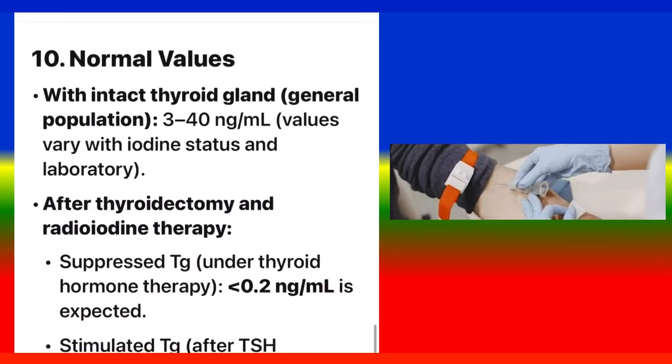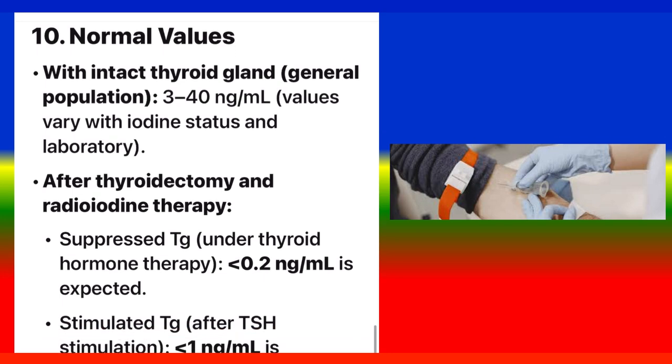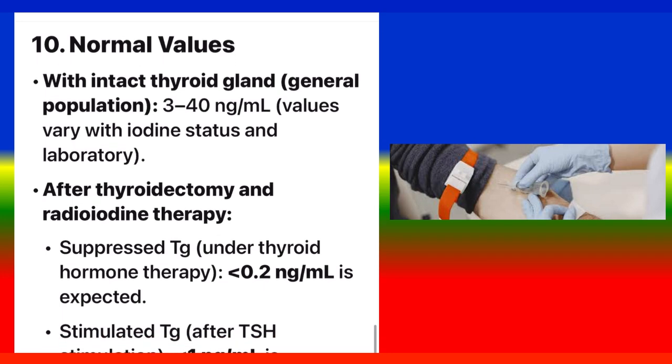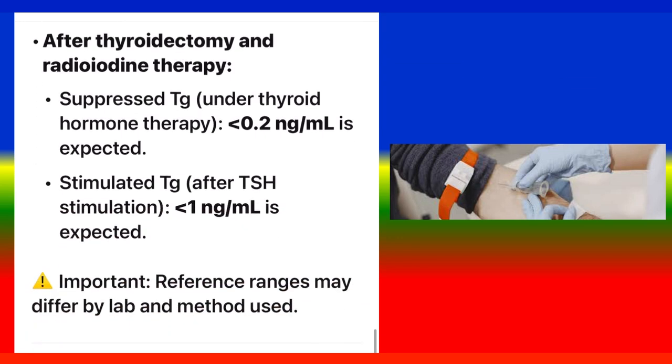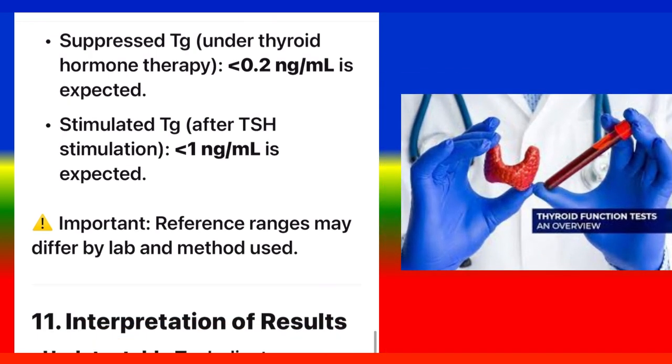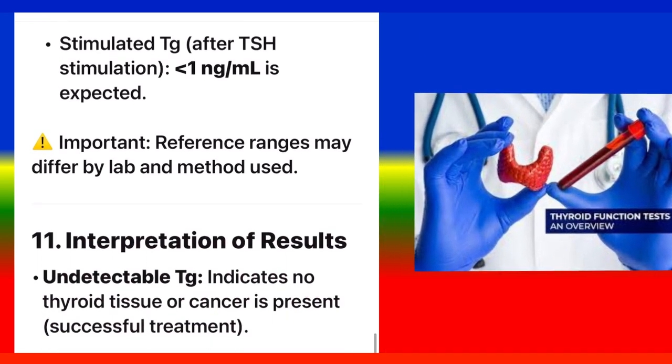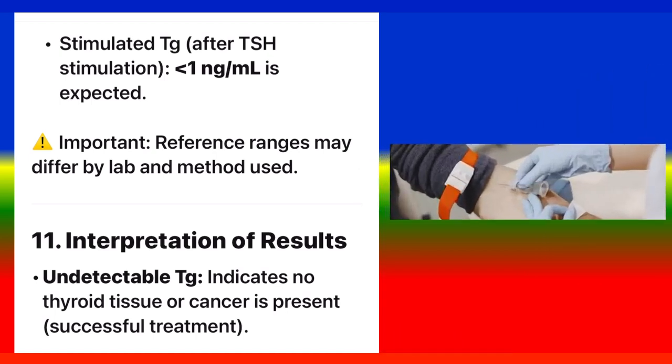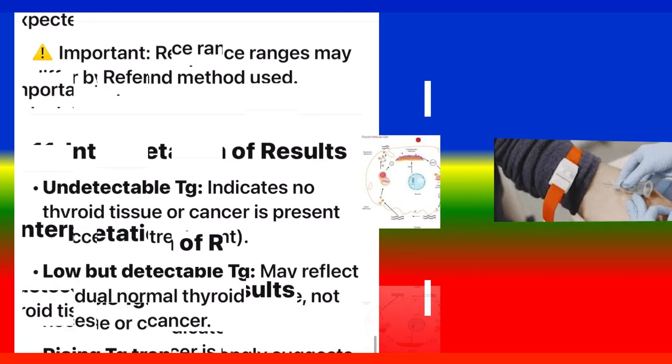10. Normal values. With an intact thyroid gland, in the general population, 3 to 40 nanograms per milliliter; values vary with iodine status and laboratory. After thyroidectomy and radioiodine therapy, suppressed TG under thyroid hormone therapy, less than 0.2 nanograms per milliliter is expected. Stimulated TG after TSH stimulation, less than 1 nanogram per milliliter is expected. Important: reference ranges may differ by lab and method used.